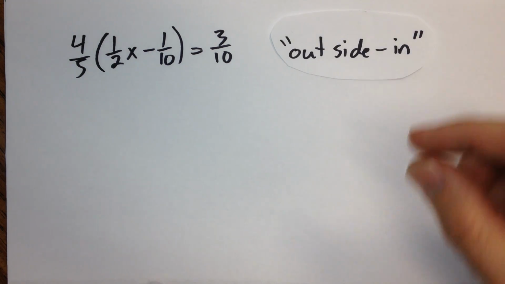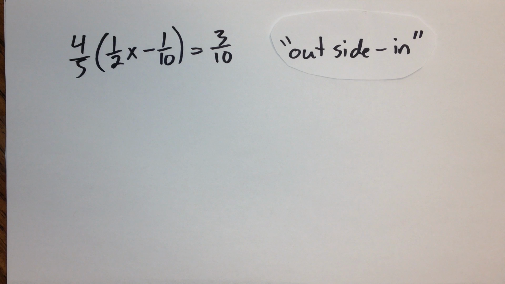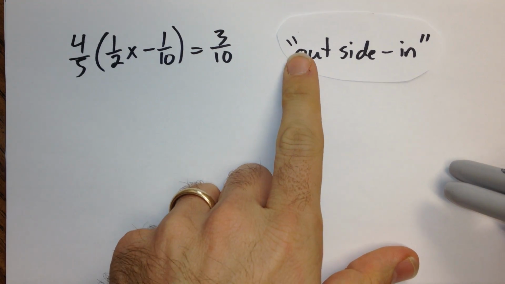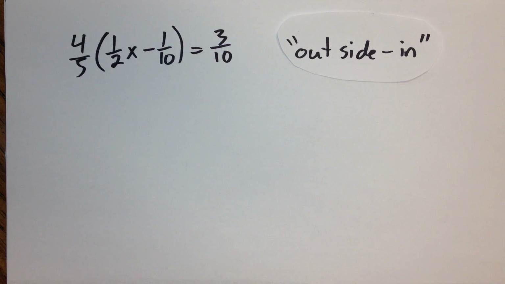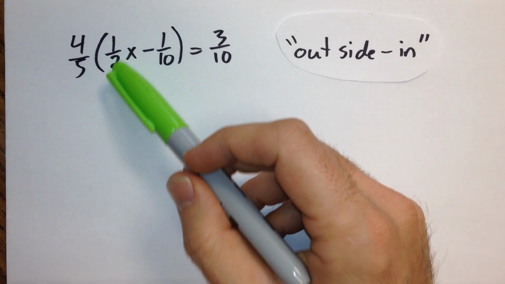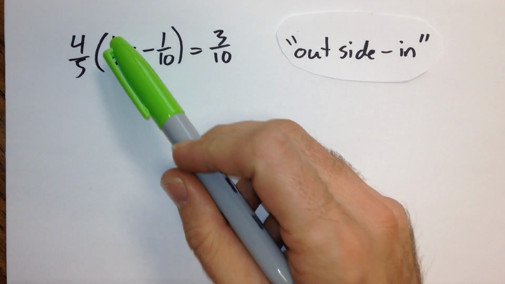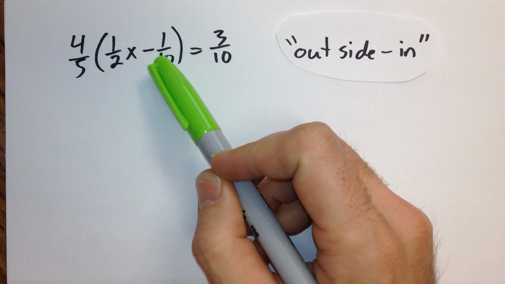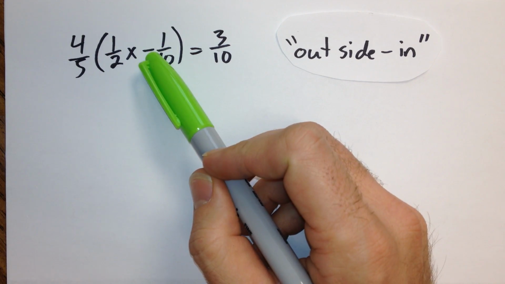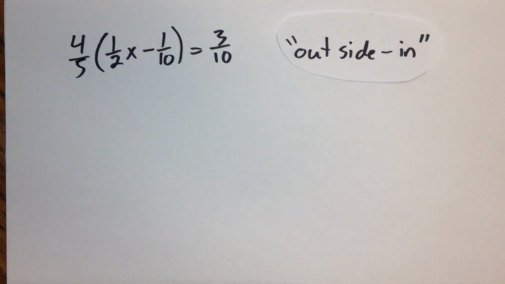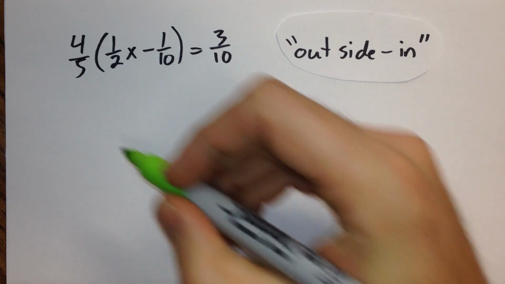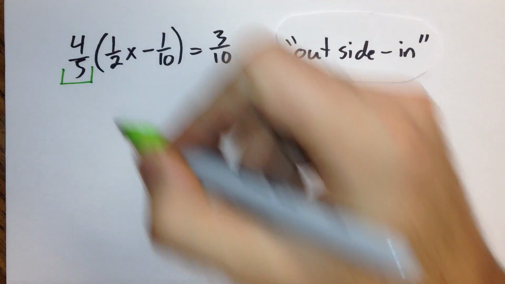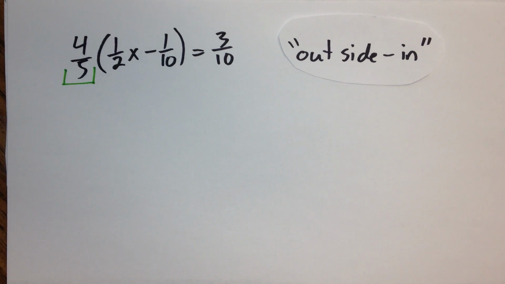So first, let's talk about which operation to do first. The operation that we're going to do first is we're going to move from the outside in. When I look at this equation, I see that x was first multiplied by 1/2. Then, second, we subtracted 1/10. And then third, we multiplied by 4/5. So this 4/5, in my mind, is the last thing that happened.